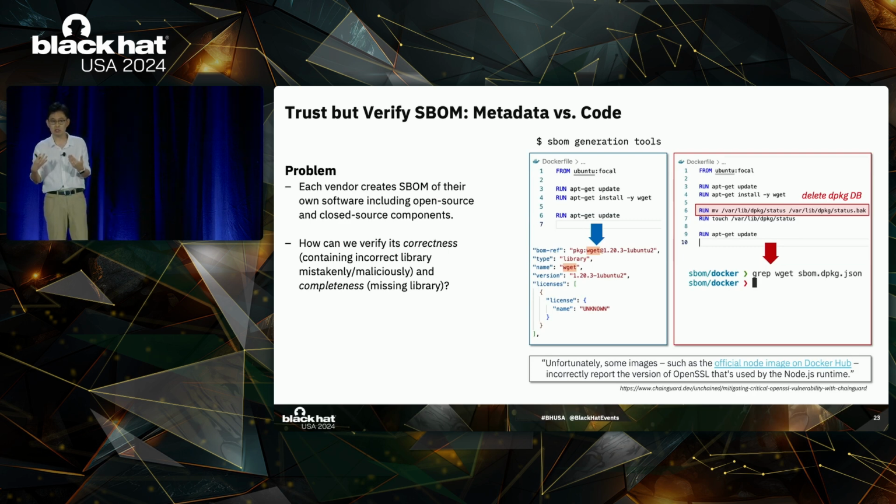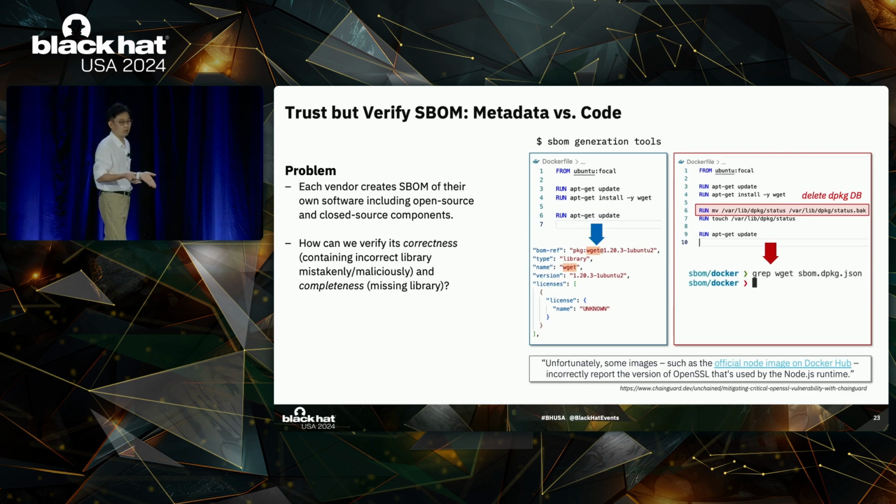So when we try the SBOM generation on this Docker image, surprisingly or unsurprisingly, there is no wget in the SBOM. What does this tell us? Many of the tools use the metadata, in this case the dpkg database, to generate the SBOM. The metadata is a great source to collect all the ingredients, all the information, but that could not be the only information you have to rely on. So again, we have to trust, but at the same time, we need a way to verify. Otherwise, there could be a gap.